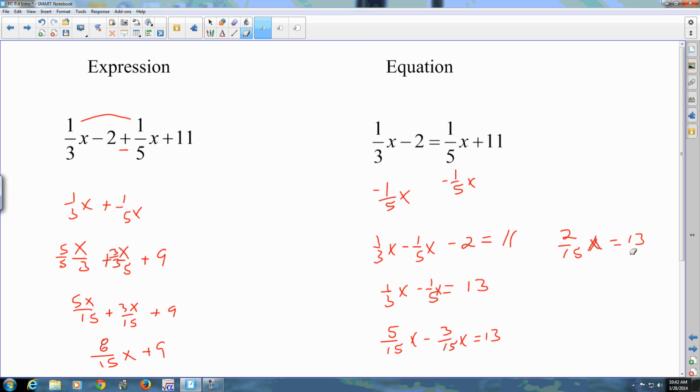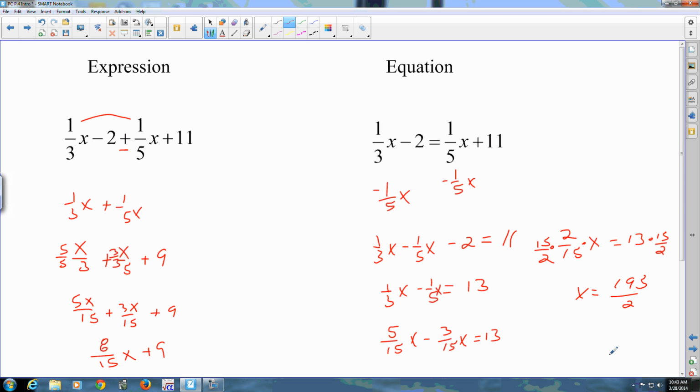Come on, x, come on. And now you're multiplying, so to make this go away, you'd multiply by its reciprocal. Alright, 15 times 13, what do we got? 15 times 13 is 195. So x would be equal to 195 over 2.